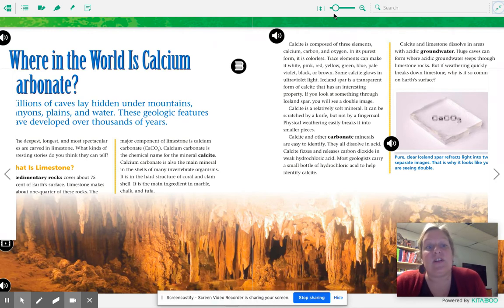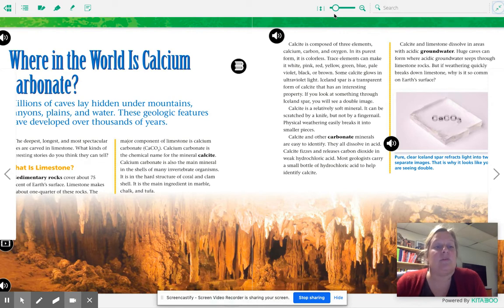These geological features have developed over thousands of years. Again, sedimentary rock takes thousands of years. It is not happening overnight, even the chemical reactions we're going to be talking about. The deepest, longest, and most spectacular caves are carved in limestone. What kinds of interesting stories do you think they can tell?